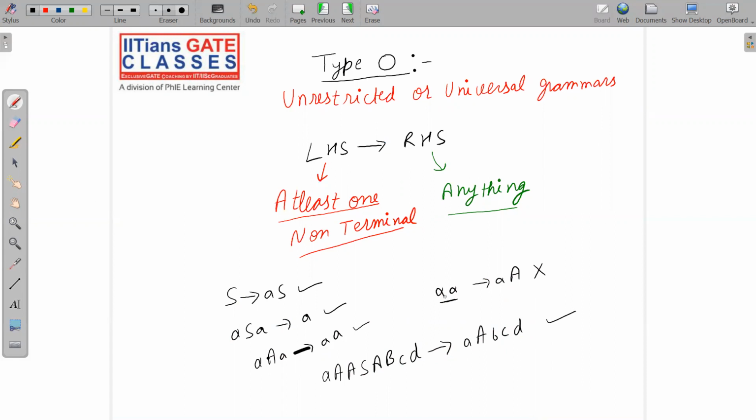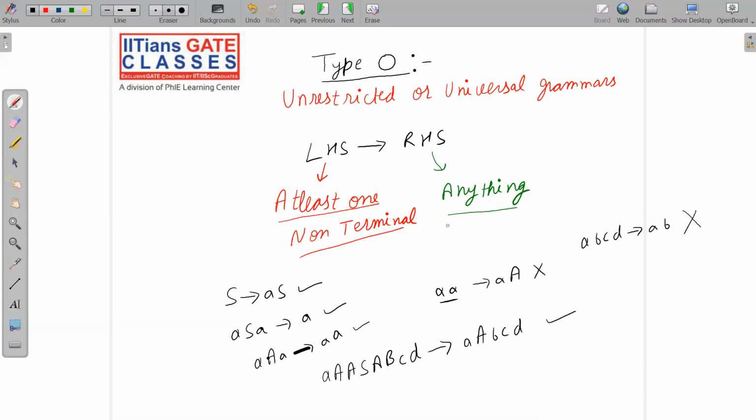Let me give you just one more example so that things get clarified to all of you. See, can I say a B c D implies A B? Is this type 0? Simply see, on the left hand side there should be at least one non-terminal, but here we do not have any non-terminal, hence it is not type 0. Directly say this thing. So this is not type 0.